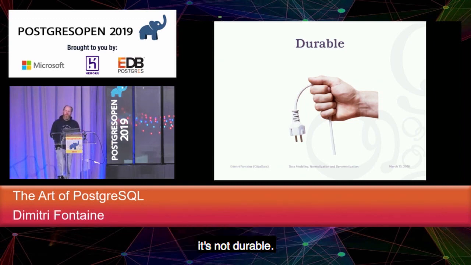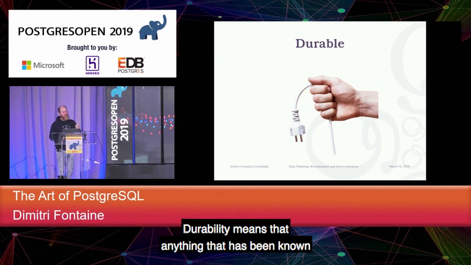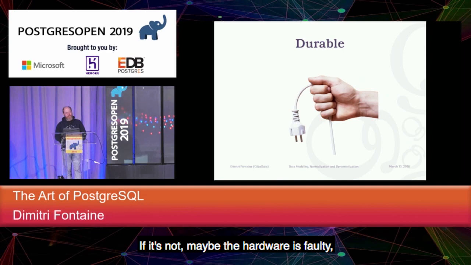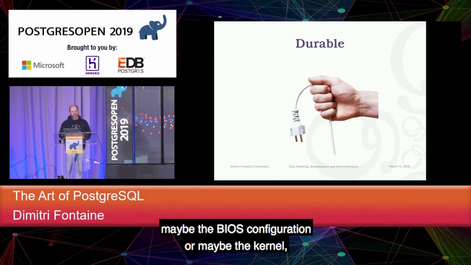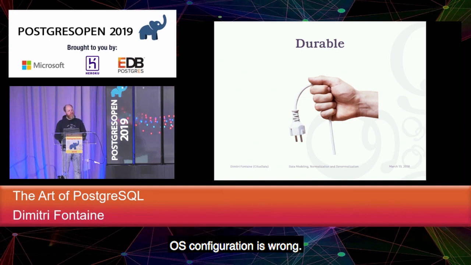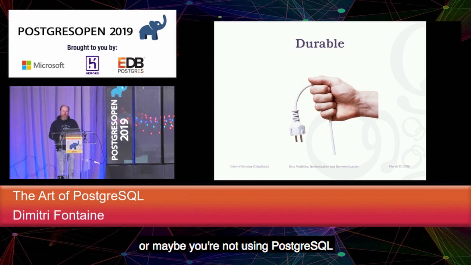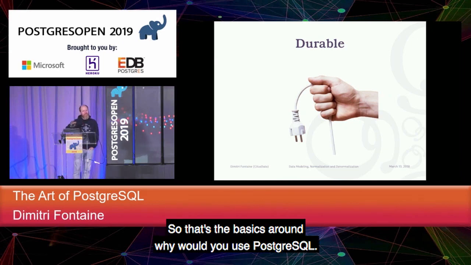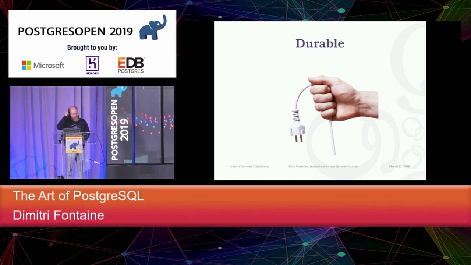It's not durable. Durability means that anything that has been known to be committed by the client should be still there when you do that. If it's not, maybe the hardware is faulty, maybe the BIOS configuration, or maybe the kernel OS configuration is wrong. Maybe you did fsync off in PostgreSQL, or maybe you're not using PostgreSQL, and then, yeah, don't do that. So, yeah. So that's the basics around why would you use PostgreSQL.